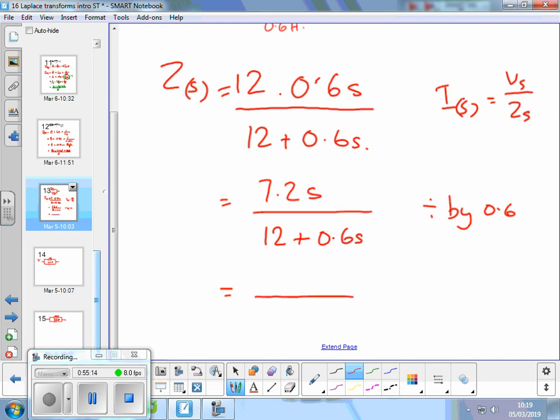That should give us, what did that give us on the bottom? 20 plus s. And on the top, all right? Everyone agree with that? Why you need it like that, Seppi, will become more clear when we start doing that bit next week.